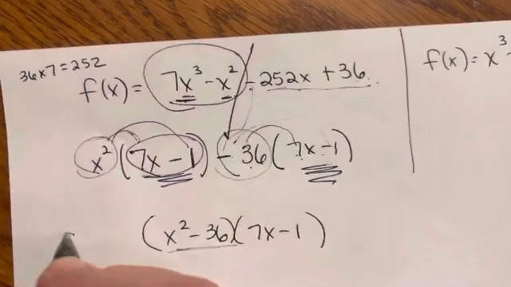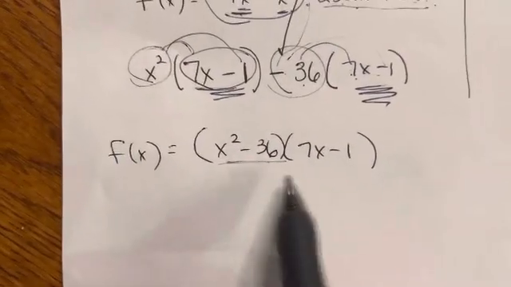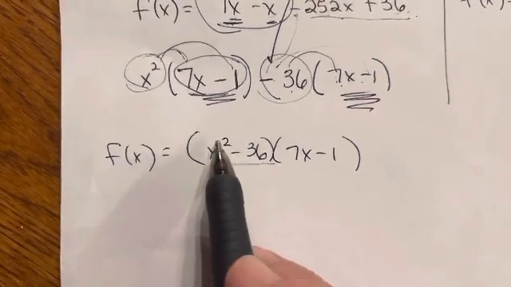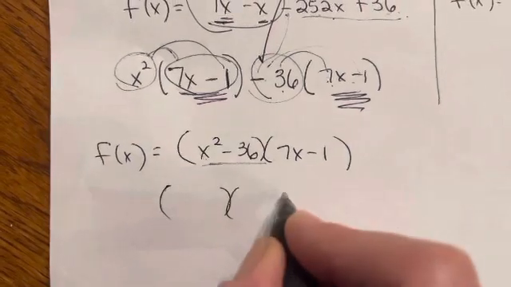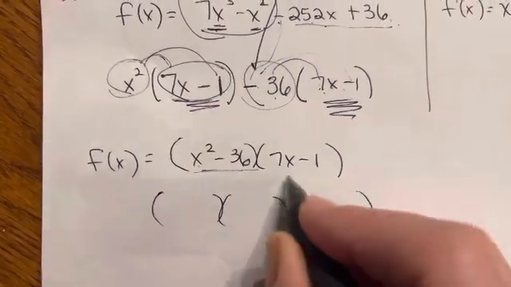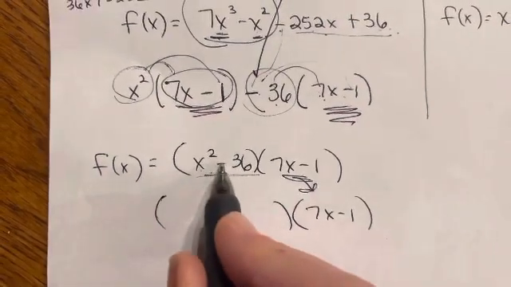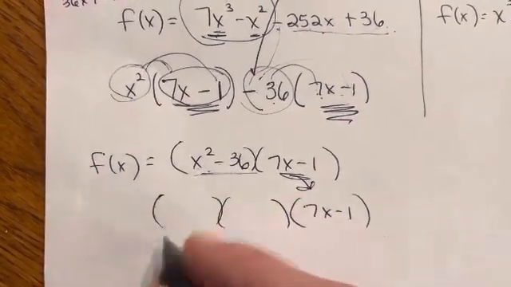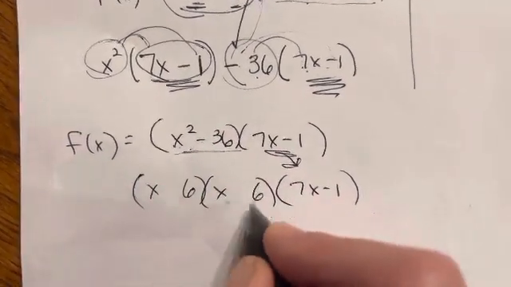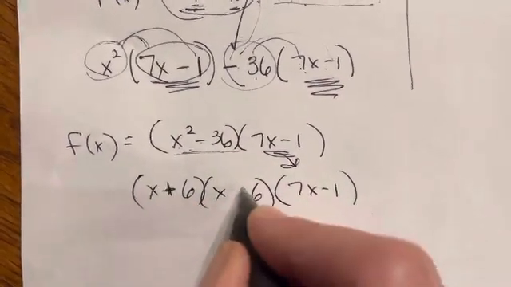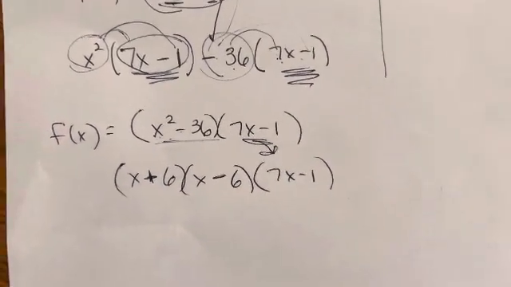Sometimes you're done, but sometimes it will factor further. Notice this one has an x to the second. That means it will most likely factor again, and it does. Here's this guy, 7x minus 1. This one is the difference of two perfect squares because x times x is x squared, 6 times 6 is 36, and I know my signs have to be different, otherwise I'd have a middle term. So this is how you factor it.